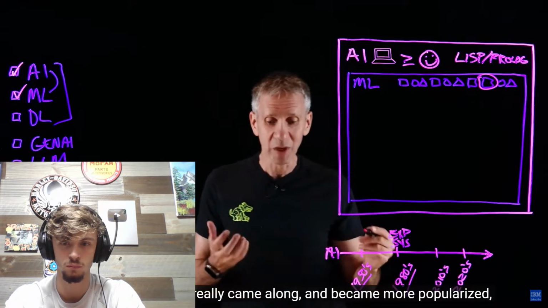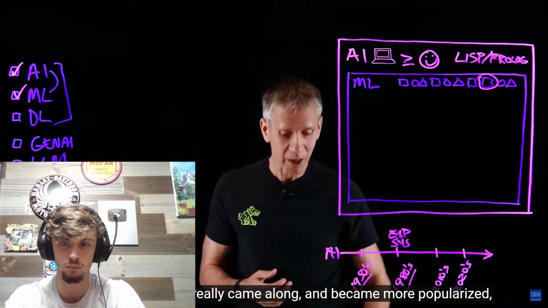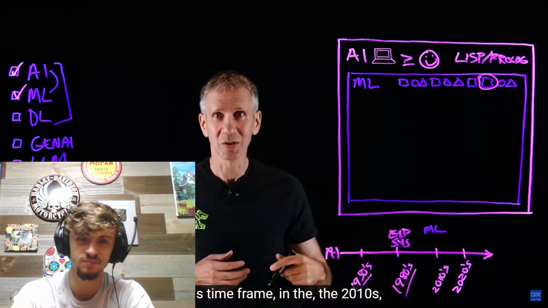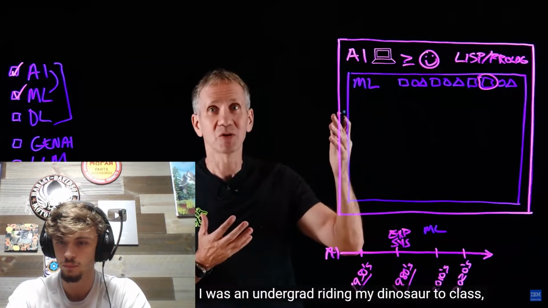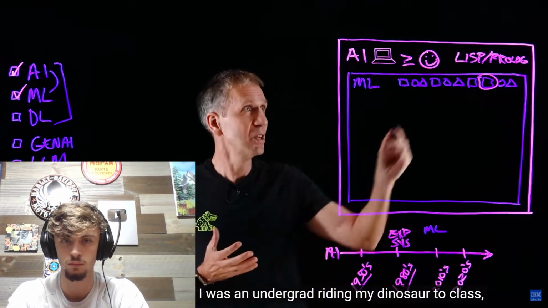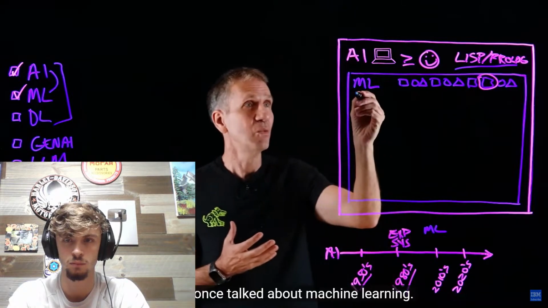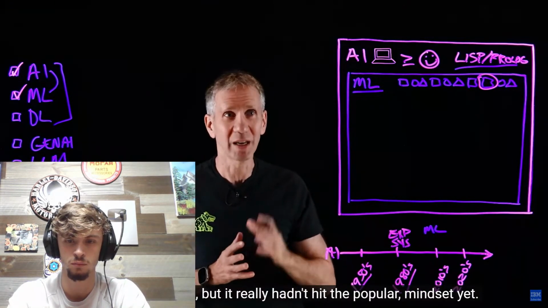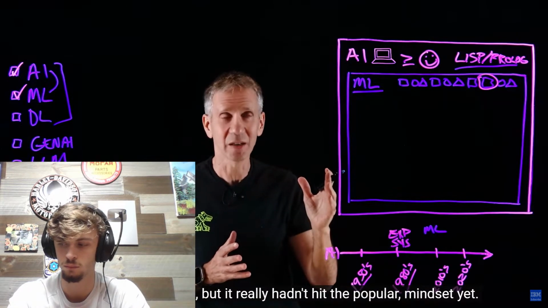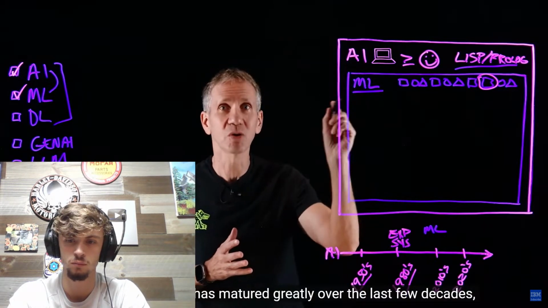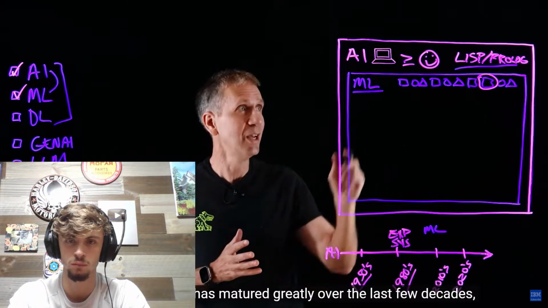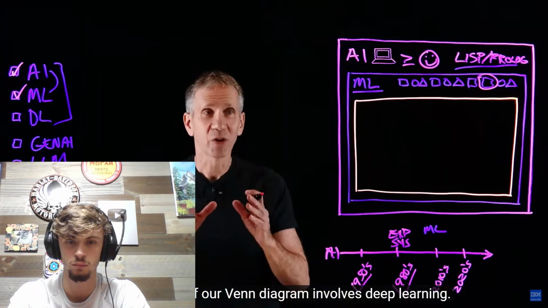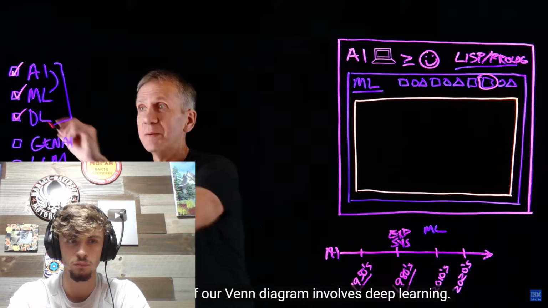And machine learning really came along and became more popularized in this time frame, in the 2010s. And again, back when I was an undergrad riding my dinosaur to class, we were doing this kind of stuff. We never once talked about machine learning. It might have existed, but it really hadn't hit the popular mindset yet. But this technology has matured greatly over the last few decades, and now it becomes the basis of a lot we do going forward. The next layer of our Venn diagram involves deep learning.